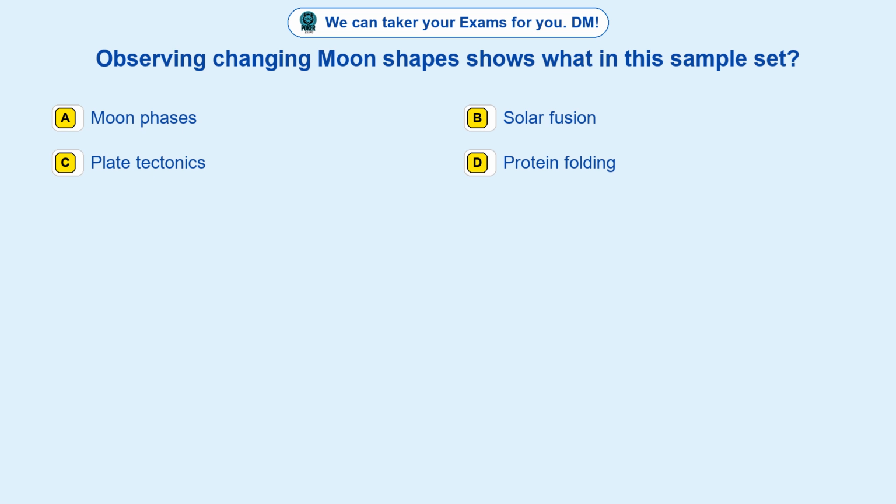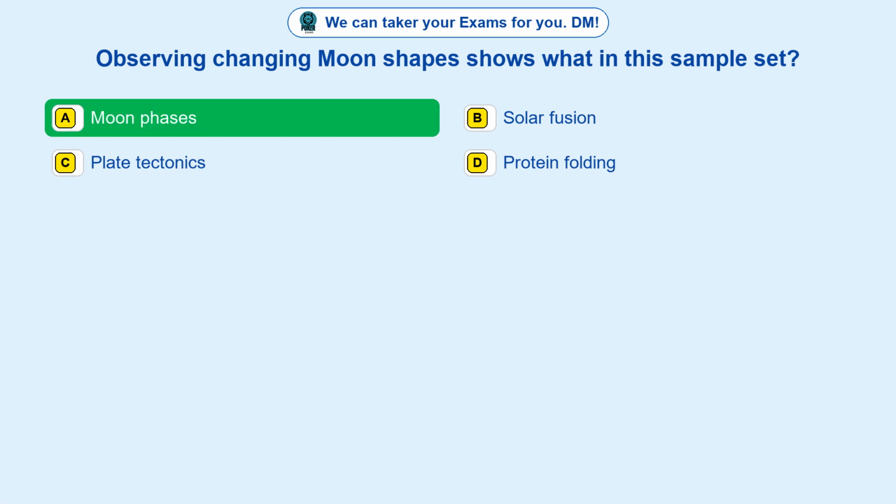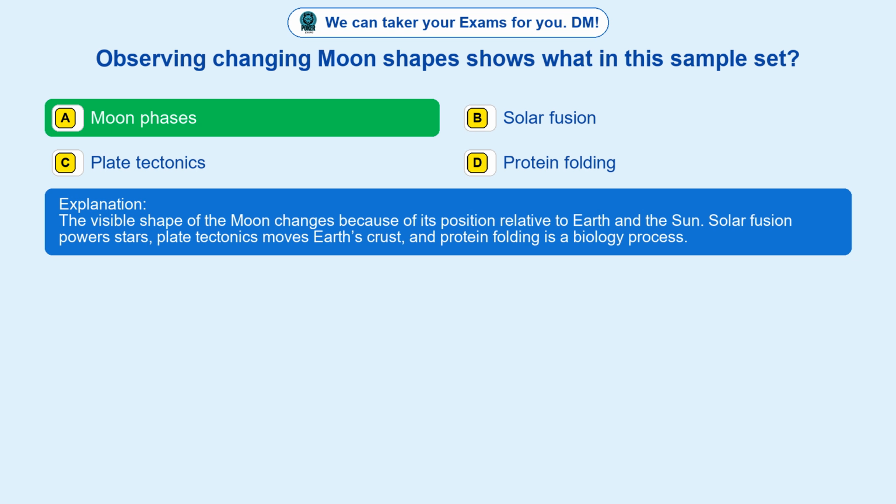Question 90. Observing changing moon shapes shows what in the sample set? Option A, moon phases. Option B, solar fusion. Option C, plate tectonics. Option D, protein folding. The correct answer is option A. Moon phases. The visible shape of the moon changes because of its position relative to Earth and the Sun. Solar fusion powers stars, plate tectonics moves Earth's crust, and protein folding is a biology process.